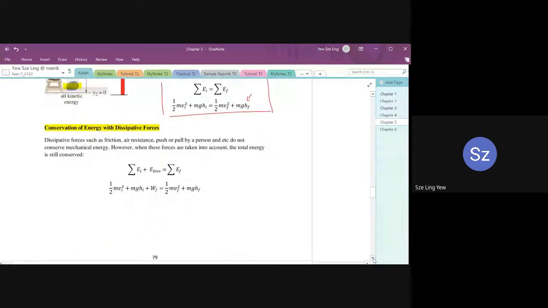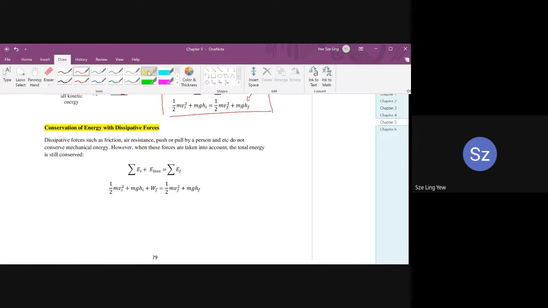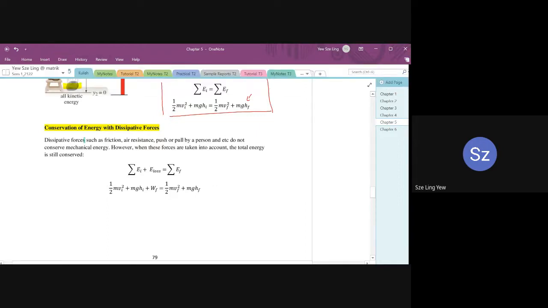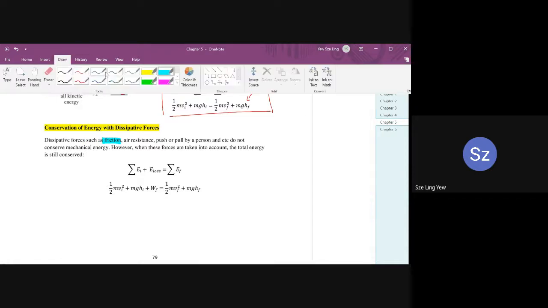Now, conservation of energy with dissipative force. Just now, we were talking about various possibilities, but in all of them, we assumed there's no frictional force and no air resistance. But in reality, that is quite impossible. Why? Because objects often move with energy loss. They always experience energy loss because of various factors, especially friction and air resistance. In our syllabus, we're going to look at frictional force, the energy loss due to friction. That will be our main focus.